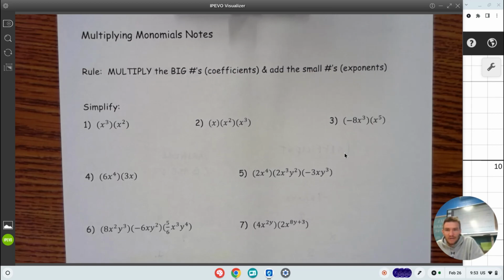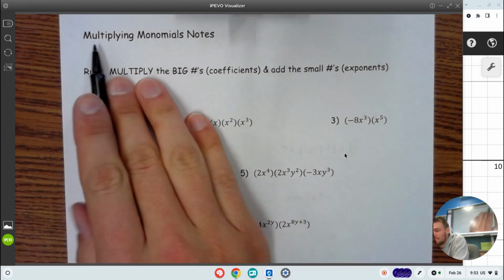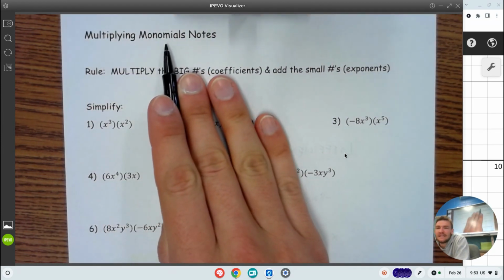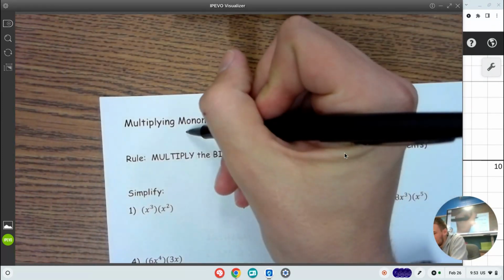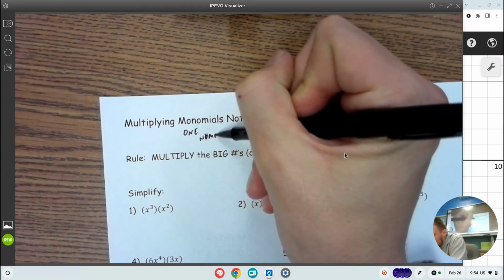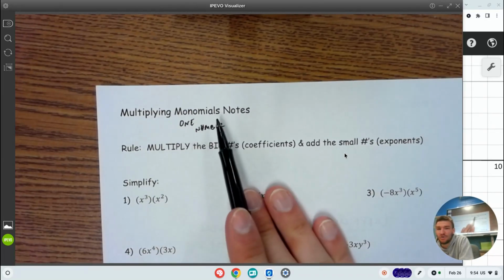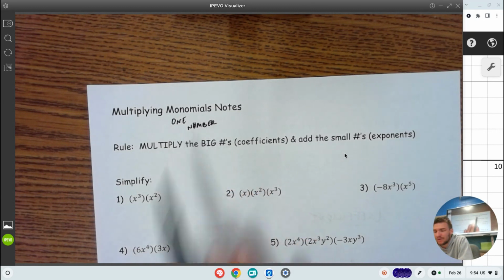Welcome back. We're getting started on multiplying monomials. Multiplying, obviously, we know what that means. And monomials means little one pieces, right? Mono means one, so this is like a little one-term expression.